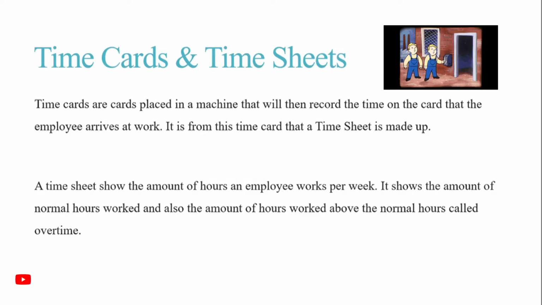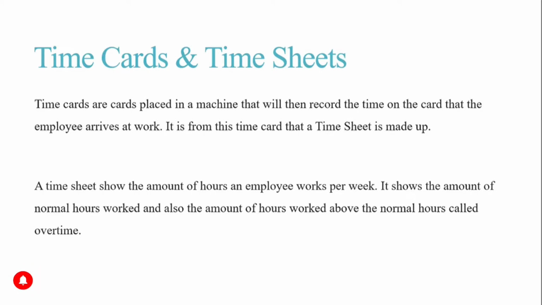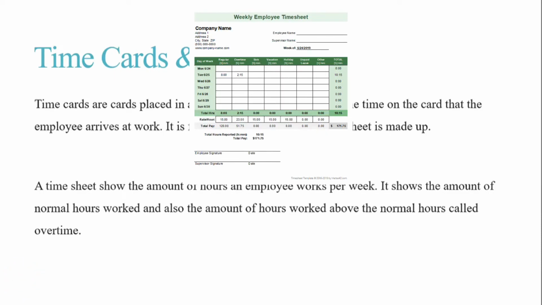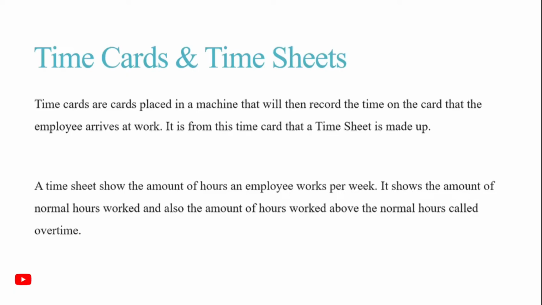Time cards and timesheets. These are what we would call the source documents to make up the payroll register. Time cards are cards placed in a machine that will then record the time on the card that the employee arrives at work. It is from this time card that the timesheet is made up. The timesheet shows the amount of hours an employee works per week. It shows the amount of normal hours worked and also the amount of hours worked above the normal hours, which is called overtime.